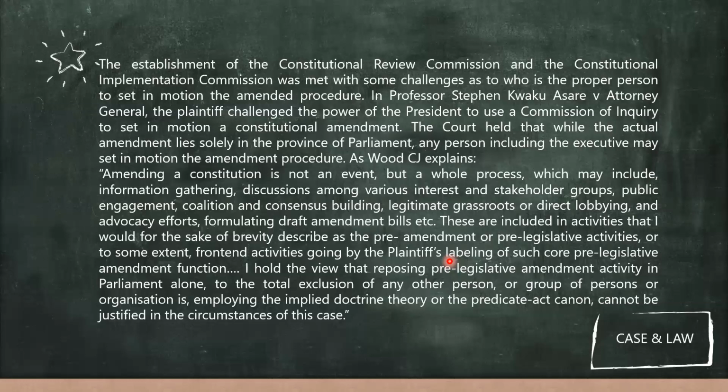So let me just summarize, you can always look at this later. But essentially what Georgina Wood, CJ, was saying was that the president was not entirely wrong to set up a committee to look at the various proposals on certain portions of the constitution, and that would then inform Parliament to set in motion the actual process of amending the Constitution. So it was not wrong for a commission of inquiry to be set up to look into possible amendments to the Constitution. So essentially, that was what was held in that case.